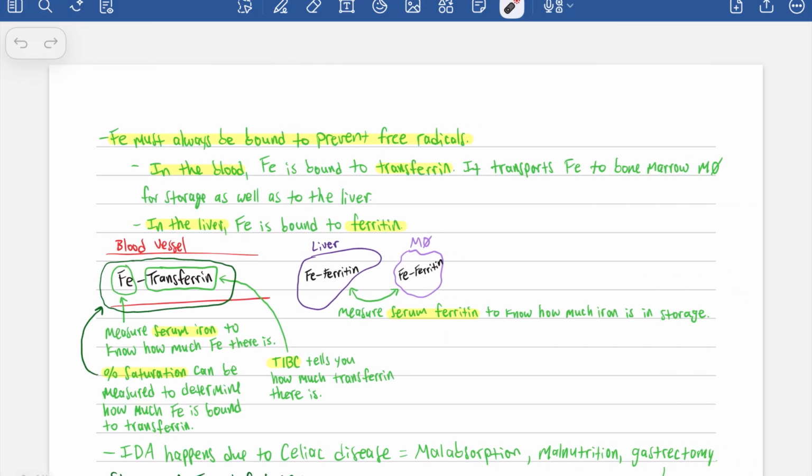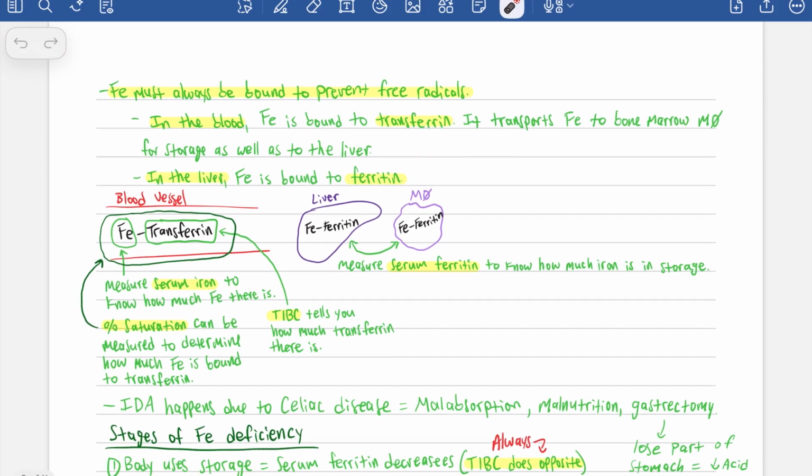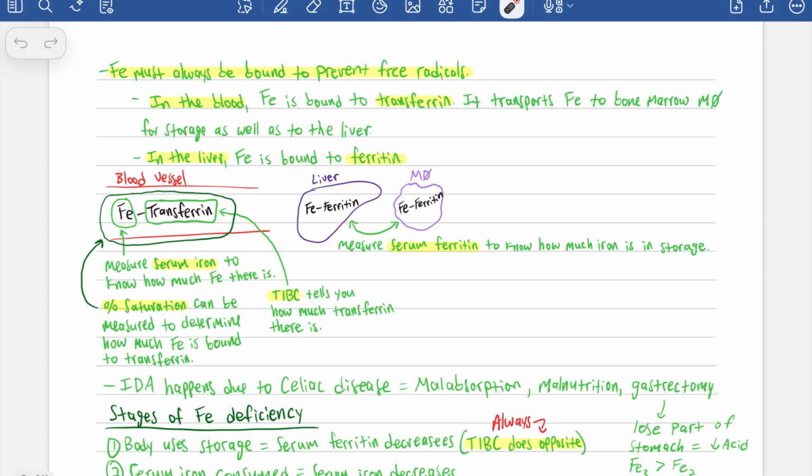Iron must always be bound to prevent free radicals. So iron normally is always going to be found bound to something, otherwise it's going to cause issues. So in the blood, iron is bound to something called transferrin, and transferrin, all that does is transport iron to bone marrow macrophages for storage, as well as to the liver. And I like the word transferrin because it sounds like exactly what you would think it does. It transports iron. In the liver, iron is bound to something called ferritin. So ferritin is what's going to help store the iron. Transferrin is going to help transfer the iron.